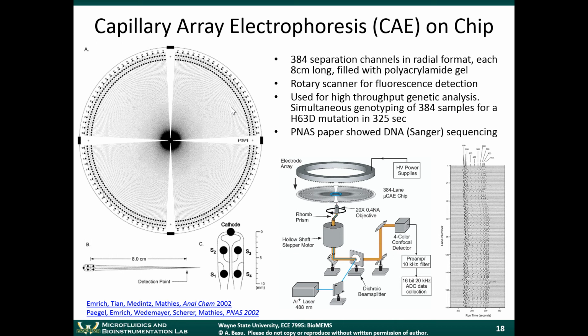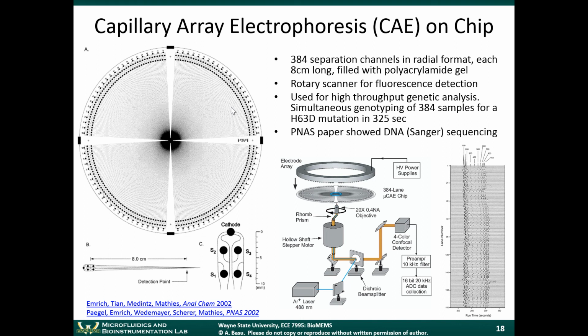Now, the tricky thing is that you have to detect all the channels at once. It's easy to apply a voltage between the two ends of all the channels. Applying the voltage is easy, and the capillary electrophoresis will happen in all the channels simultaneously. The tricky thing is monitoring all 384 channels at once, doing the detection on all 384 channels.